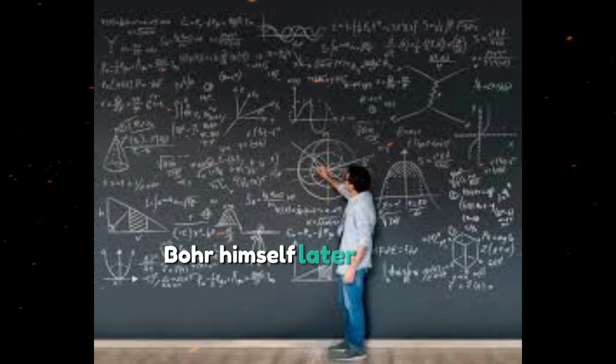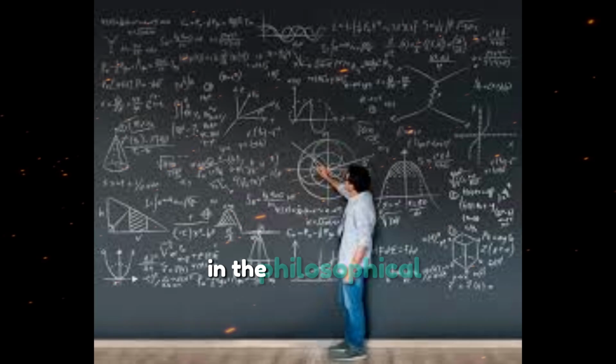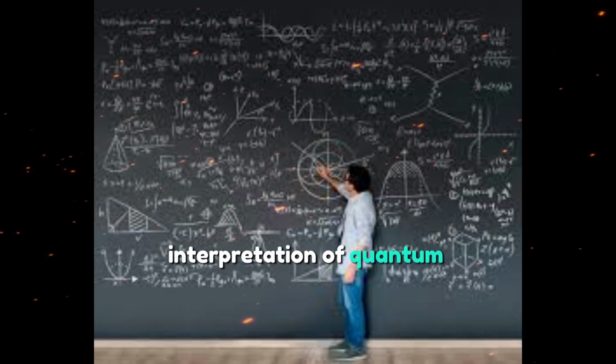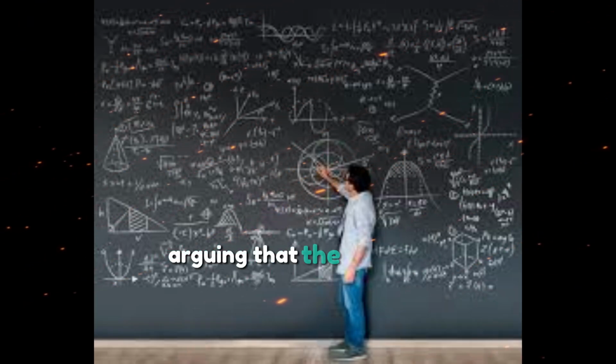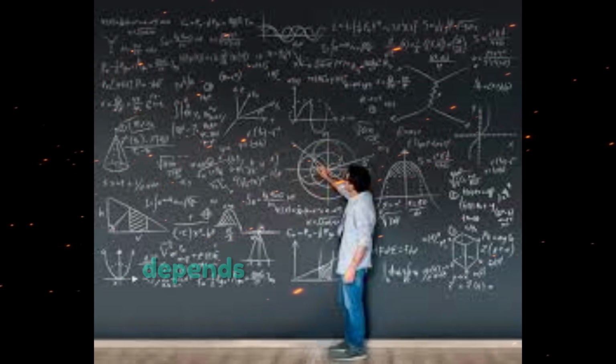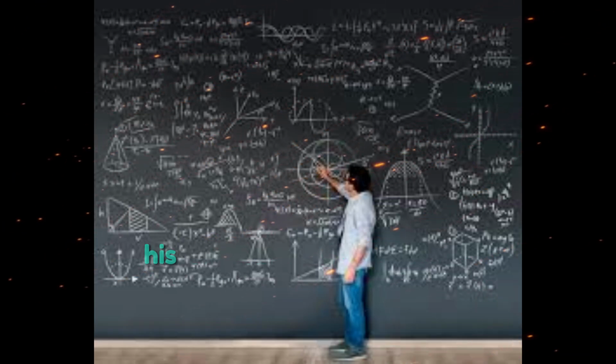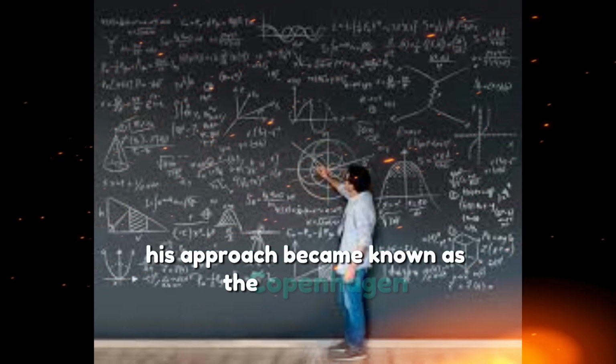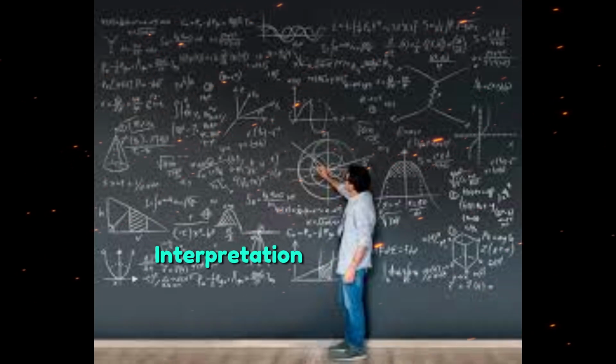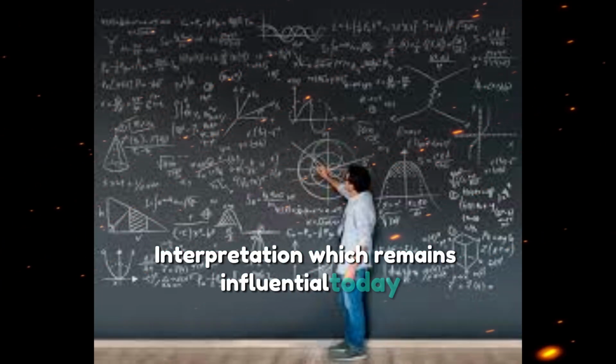Bohr himself later played a major role in the philosophical interpretation of quantum mechanics, arguing that the nature of atomic behavior depends on how it is measured. His approach became known as the Copenhagen interpretation, which remains influential today.